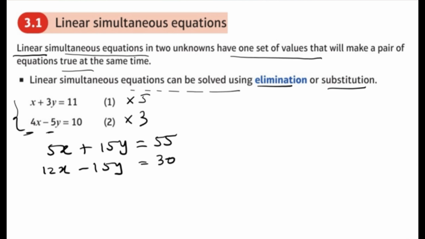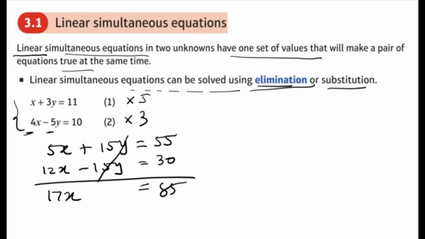Now we have to add these two equations. So 5x plus 12x gives 17x, and plus 15y minus 15y we are eliminating, and that's why we call it the elimination method. 55 plus 30 gives 85. Now divide by 17 on both sides. So x is equal to 5.